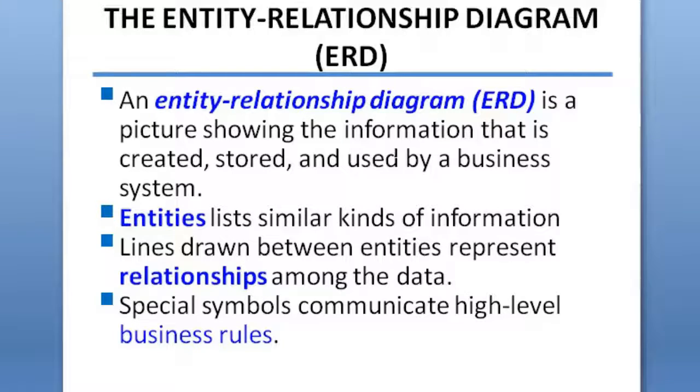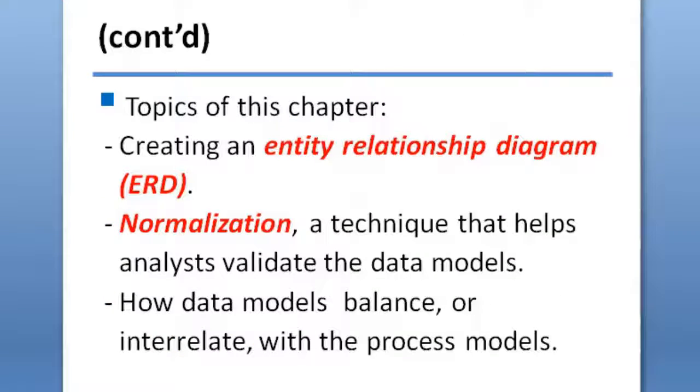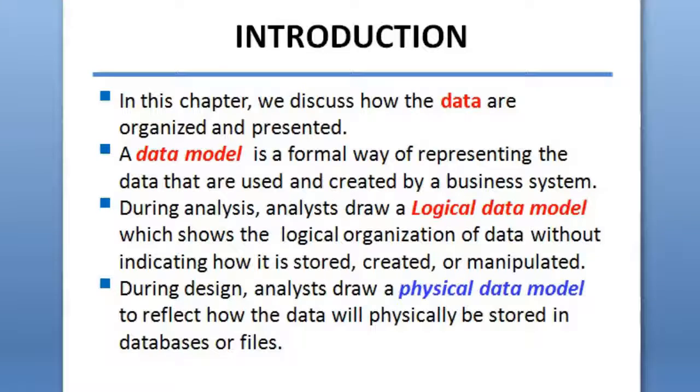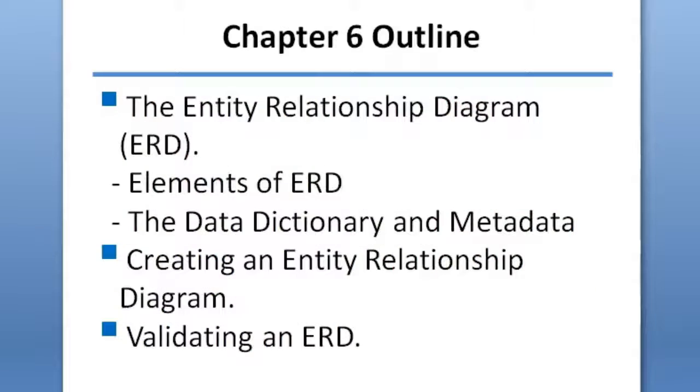It's like a picture. It describes or shows information that is created, stored, or used by the business system, as has been explained here. So the very important thing you have to know about the entity relationship diagram is that it's a picture showing how information is created, stored, and used by the business system.